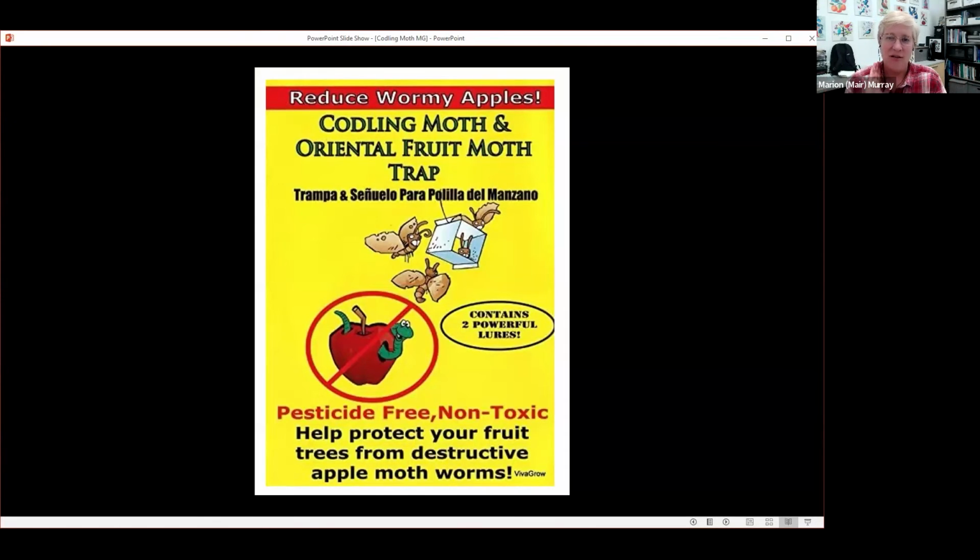Well, I want to say these traps are not a control method. They're only for monitoring. And so if you remember, when you think about it, what is this trap catching? It's only catching the males, okay? And the females are the ones that are laying eggs. So the females, well, they have all the power. So if you're only catching male moths, this is not a control option. So definitely ignore these ads for just using a trap.